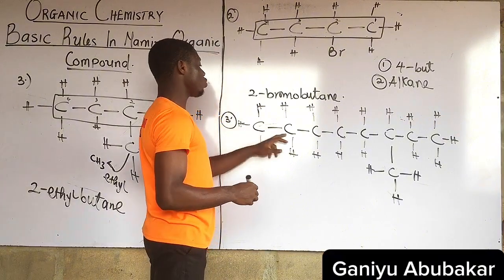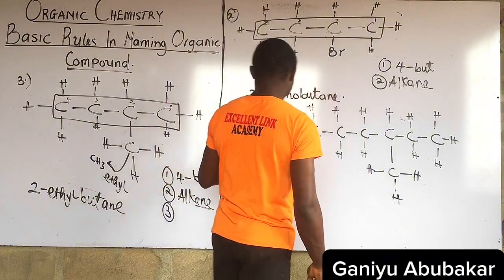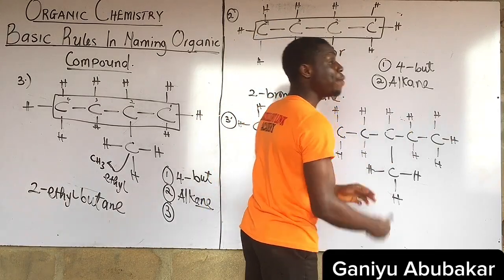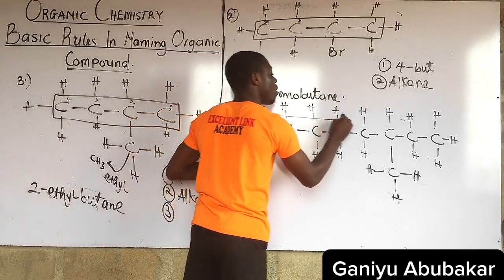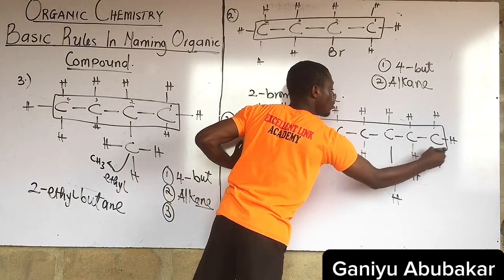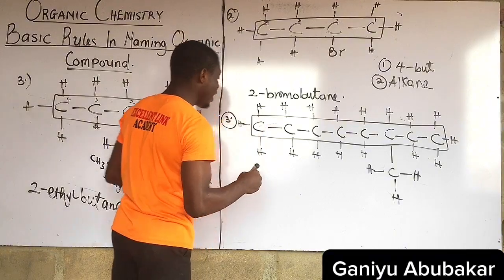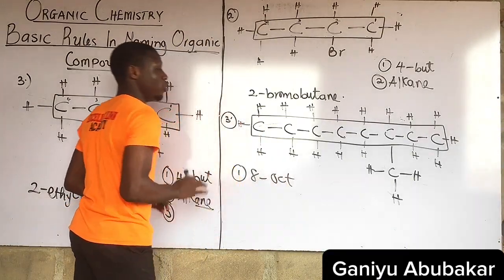So this is 1, 2, 3, 4, 5, 6, 7. Like this is 7. 1, 2, 3, 4, 5, 6, 7, 8. Like this is 8. In between 7 and 8, which is the longest? Of course, 8. This becomes the longest continuous carbon chain. That's 8. 8 is called oct, as we know.